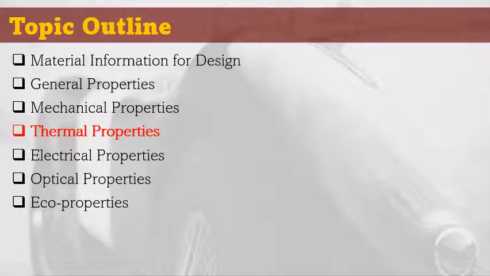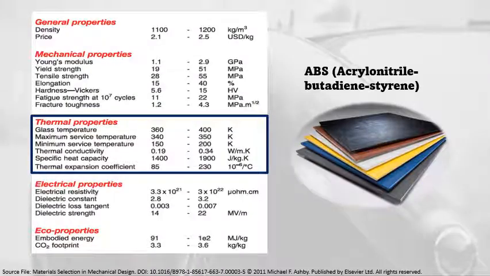Now that we understand the different mechanical properties of material, we are now ready to discuss the thermal properties. You can see here the thermal property of our reference material, the ABS. We have the glass temperature, maximum service temperature, minimum service temperature, thermal conductivity, specific heat capacity, and the thermal expansion coefficient. What does each quantity mean?